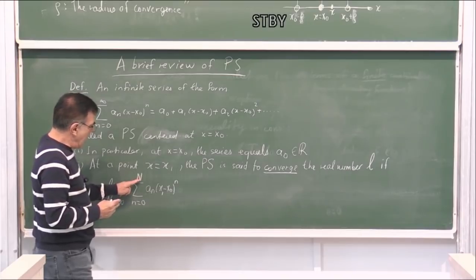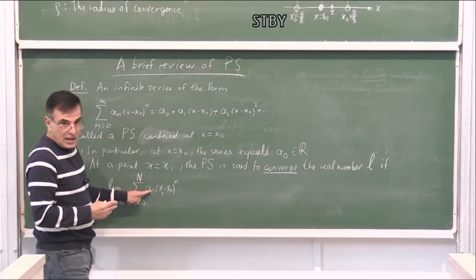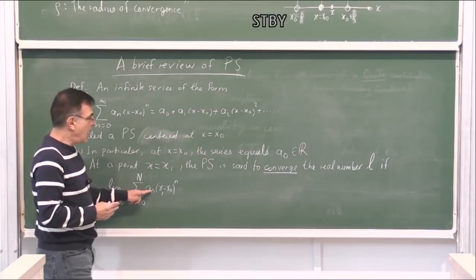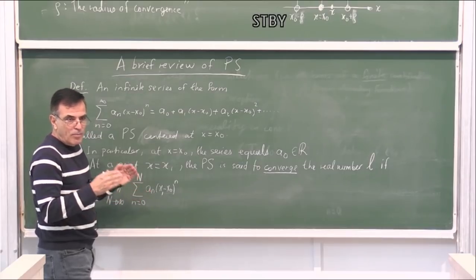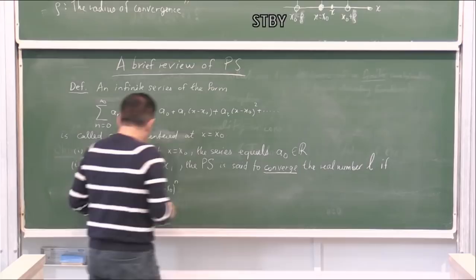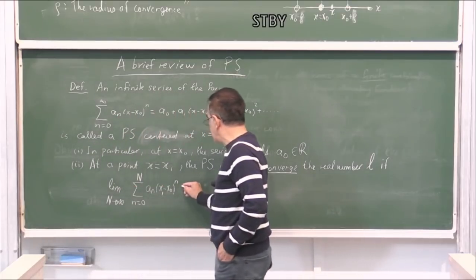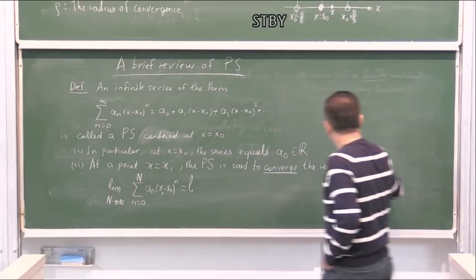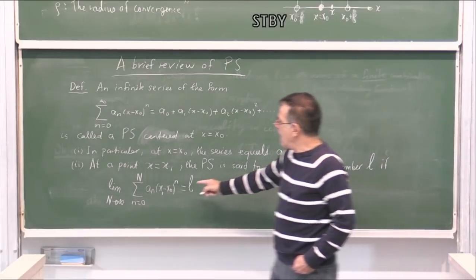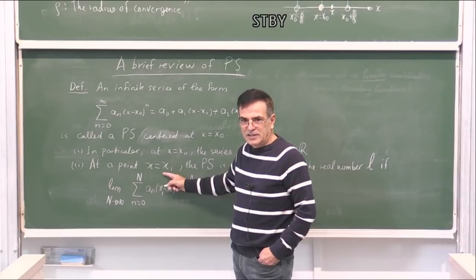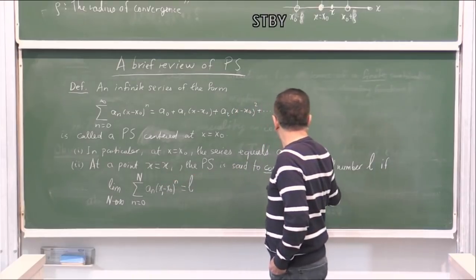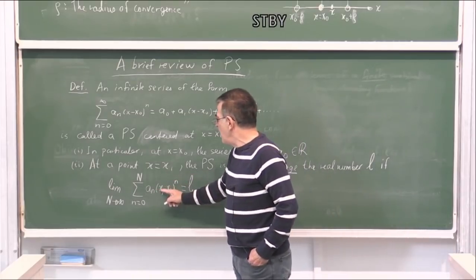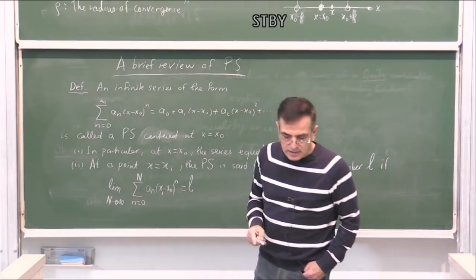But when n goes to infinity, this sum may or may not exist. In the case when the limit exists, say L, we say that the power series converges to L when x is x1. Good?